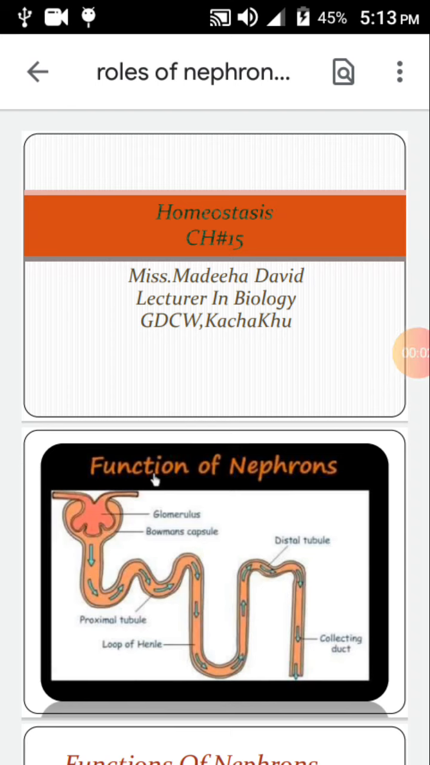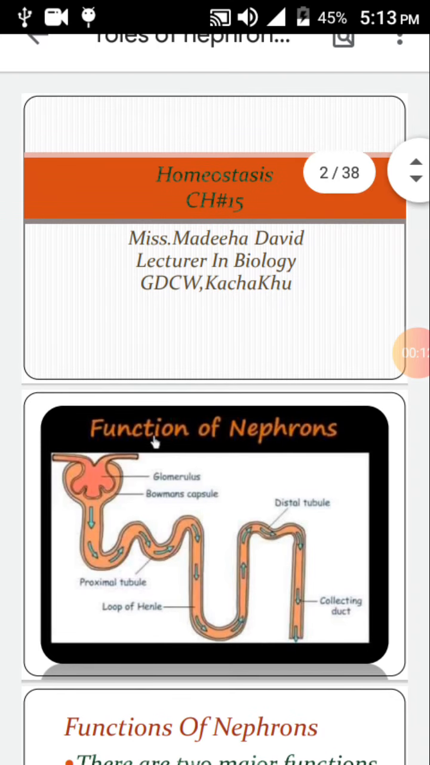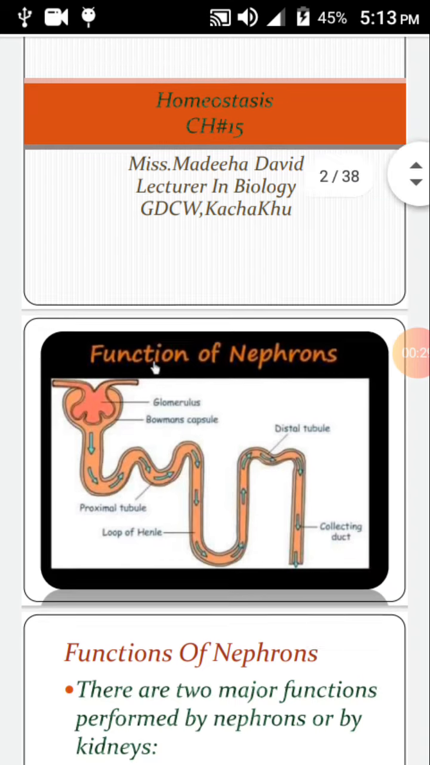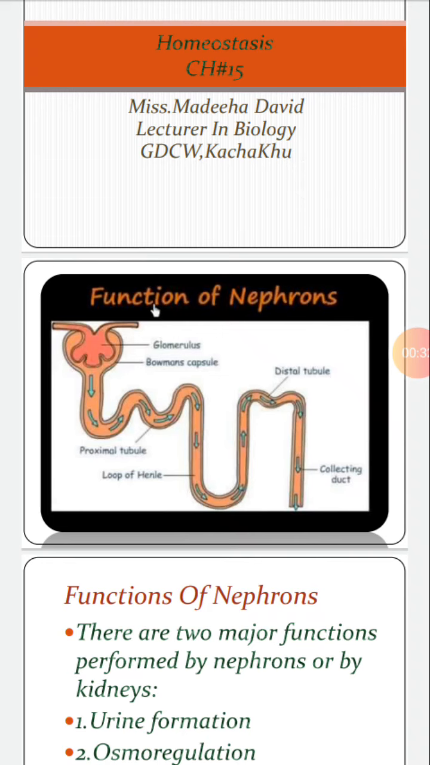Today in biology, homeostasis, we will discuss functions of nephrons. As you know, the structural and functional unit of kidneys are nephrons. You can see the structure: ball of capillaries, glomerulus, around which is a cup-shaped swelling, Bowman's capsule. Then there is the proximal convoluted tubule, then a U-shaped part, loop of Henle, then a second tubule, distal tubule, and finally collecting ducts. Now, what are the functions of nephrons?